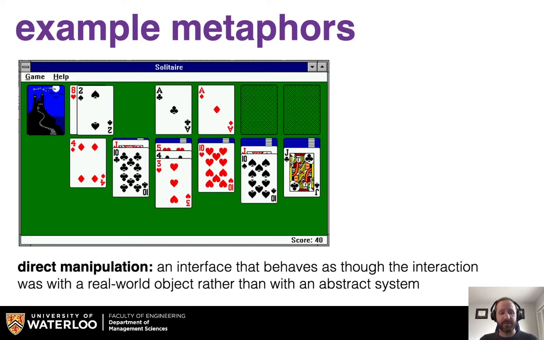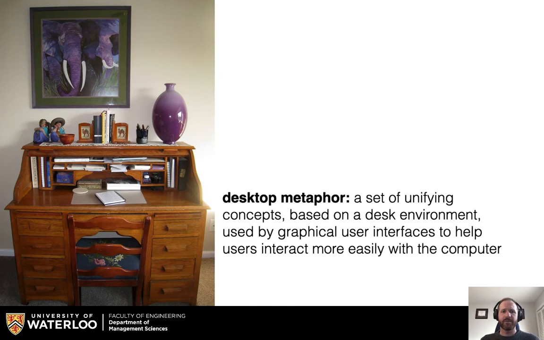In this case, direct manipulation is a very powerful metaphor. It's an interface that behaves as though the interaction was with a real-world object rather than an abstract system. And because we all exist in the real world, then we know how to interact with various physical objects, and this can transfer over to digital design. This is where we get things like the desktop metaphor, which is a set of unifying concepts based on a desk environment used by graphical user interfaces to help users interact more easily with the computer.